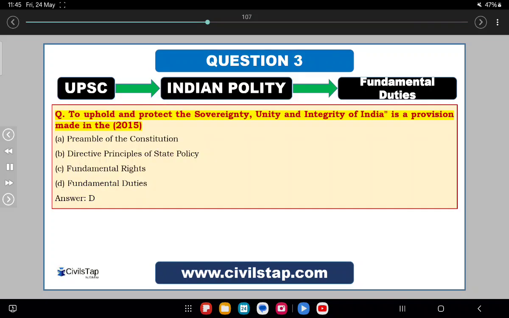Question 2 (2015). To uphold and protect the sovereignty, unity and integrity of India, is a provision within the: A. Preamble of the Constitution. B. Directive Principles of State Policy. C. Fundamental Rights. D. Fundamental Duties. Answer, D.